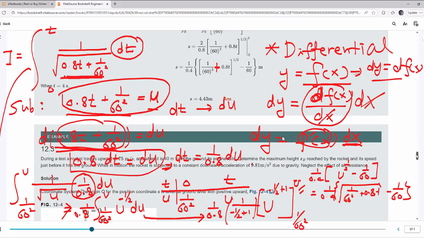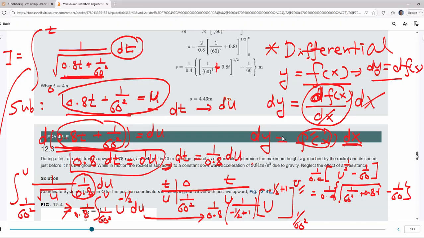Okay, so this is it. This is position. Then evaluate position when time is, I forgot, 4 seconds or 3 seconds. Plug 3 seconds or 4 seconds into t, and then you clean up and clarify this one. Then s turns out to be 4.43 meters.